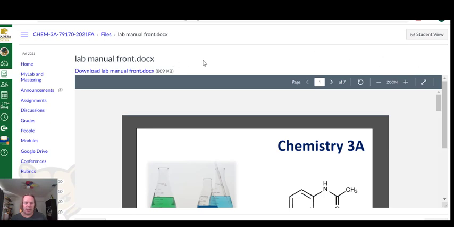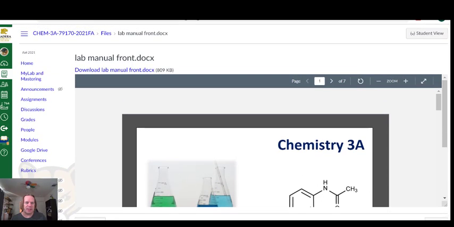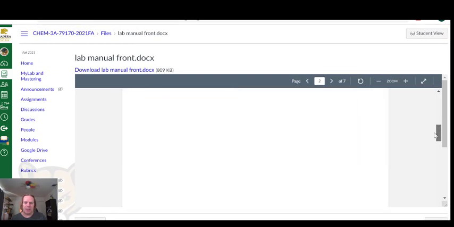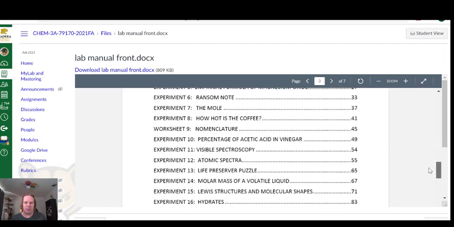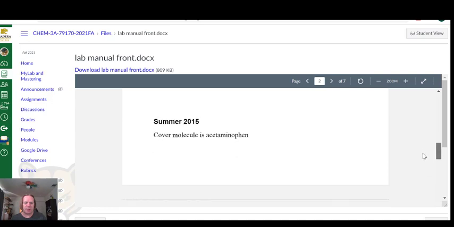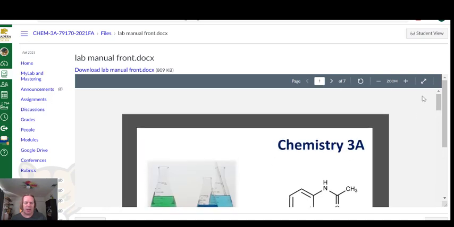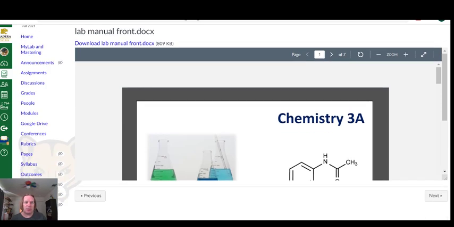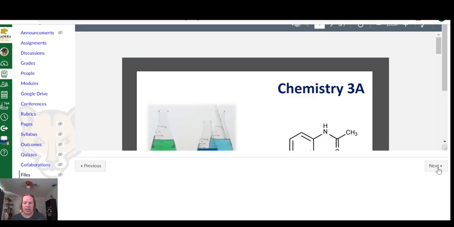I have included here the front material in the lab manual. You don't have to do anything with this necessarily, but it does have basically the credits for the labs that we're doing this semester. So I did want to include that. In the past, we have had the lab manual available for purchase at the bookstore. Because we're providing all of the lab activities online, I did want to show the credit for those activities as well.